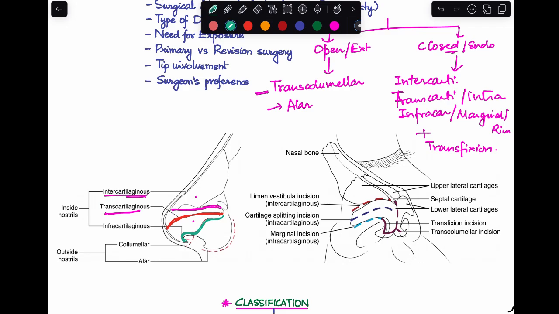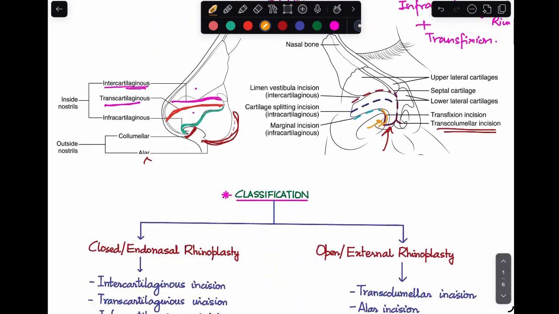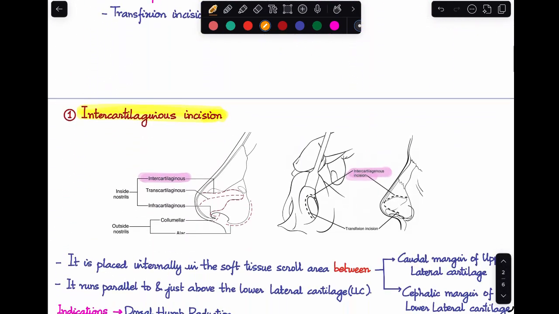Then we have our transcolumellar incision. The transcolumellar incision is an incision that we give in the columellar region. If you look at the image here, this is the transcolumellar incision, and this is our alar incision over here. This has very specific use cases. And lastly, we have the transfixion incision, which is the incision that we give over here. You can see this is a transfixion incision. So now let's talk about each one of these incisions in detail.